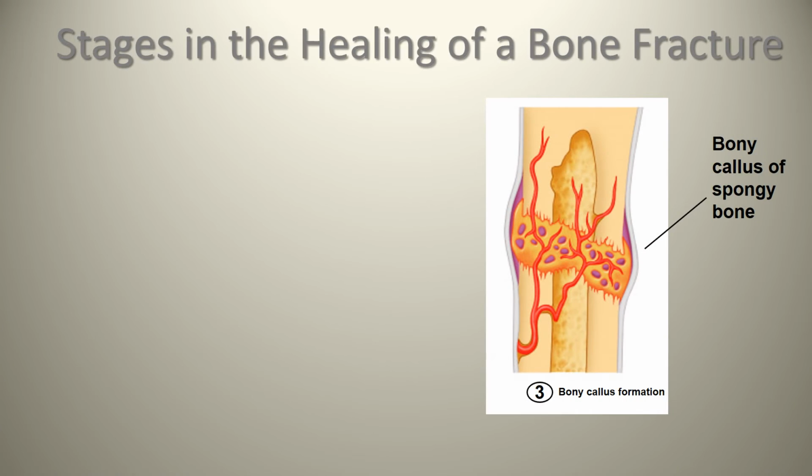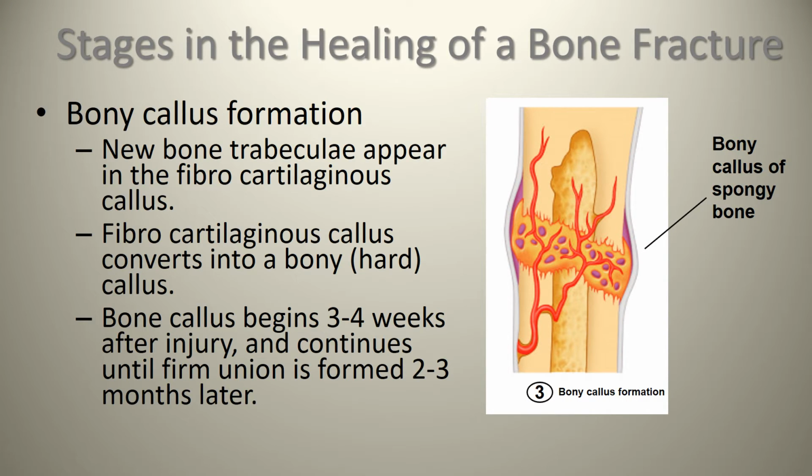Step 3, a bony callus forms. So in this bony callus, new bone trabeculae appear in the fibrocartilaginous callus. The fibrocartilaginous callus converts into a bone-hard callus. Bone callus begins 3 to 4 weeks after injury and continues until firm union is formed 2 to 3 months later.